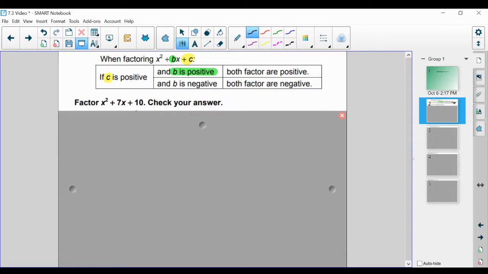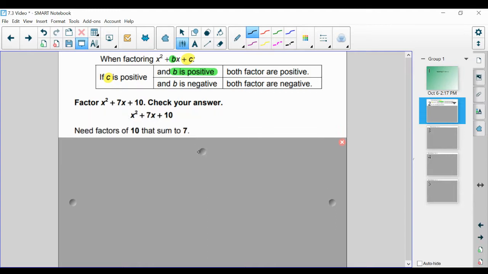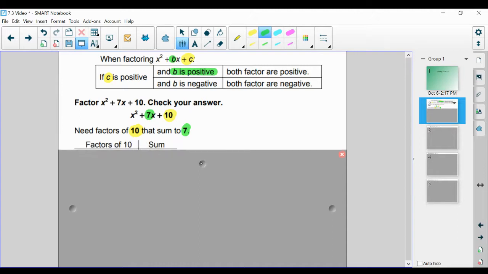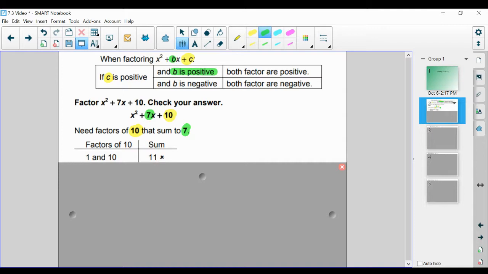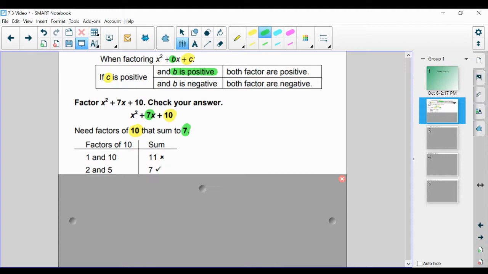So let's say we want to factor x squared plus 7x plus 10, and we're going to check our answer. What we want to find is we need factors of 10. 10 again is our c value that will add up to the b value of 7. So we can list out factors of 10. Factors of 10 could be 1 and 10. The sum of those is 11. We have factors of 2 and 5. The sum of those is 7.